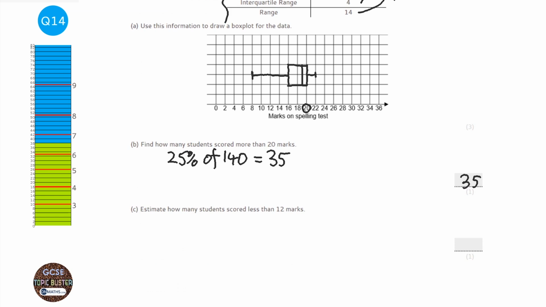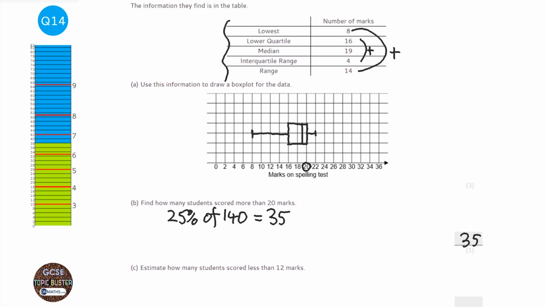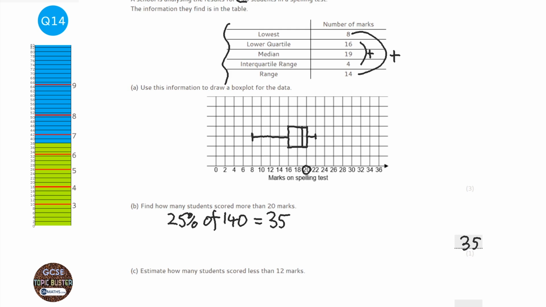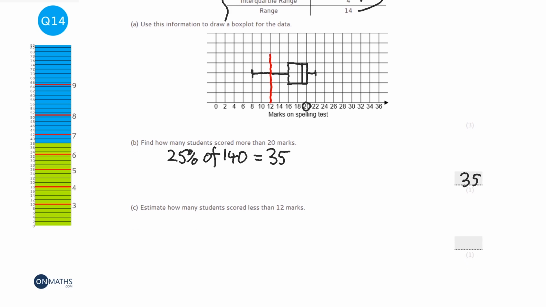Next one, question C. Estimate how many students scored less than 12 marks. So let's have a look at 12 marks. 12 marks is here. And 12 marks is halfway between the lowest value and the lower quartile. So we know there's 35 students who are in that quarter. And so we're going halfway there. Now we can't really say 17.5, that doesn't make much sense. So on this question I would expect that you could either write 17 students or 18 students.